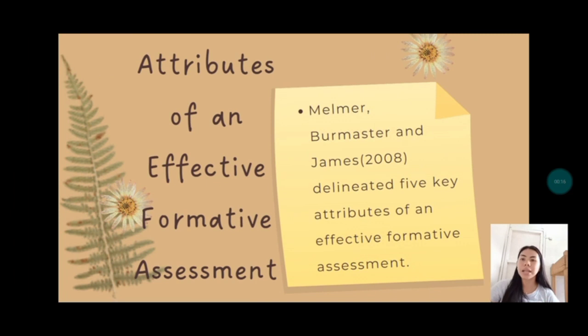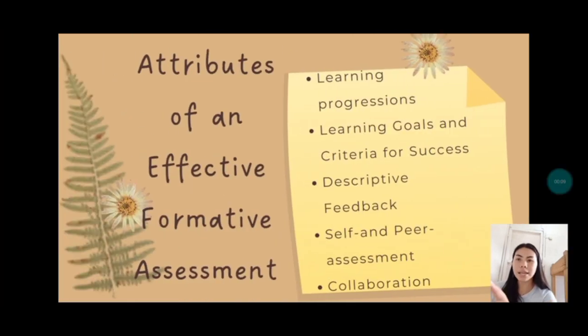The next is the attributes of an effective formative assessment. According to Melmer, Burmaster and James, 2008, they delineated five key attributes of an effective formative assessment. When we say attributes, it is to regard something as being caused by someone or something. So, these are the attributes of an effective formative assessment. The first is learning progression. The second is learning goals and criteria for success. The third is descriptive feedback. Fourth, self and peer assessment. And the last is collaboration.